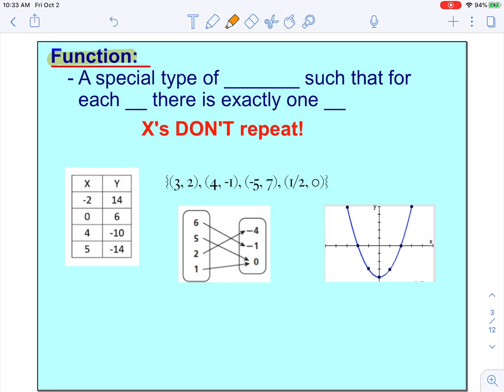So a function is a special type of relation. So it's a special set of ordered pairs such that for each X, there's exactly one Y value. And the thing that we look for is the X's don't repeat. That's what you're going to be looking for, especially when you look at ordered pairs or a T-table. So if you look at this first example, okay, you have your X value of -2 has one value, 14. X goes with 0, 4, and 5. So if you look at this, the X's don't repeat. That's what we're talking about.